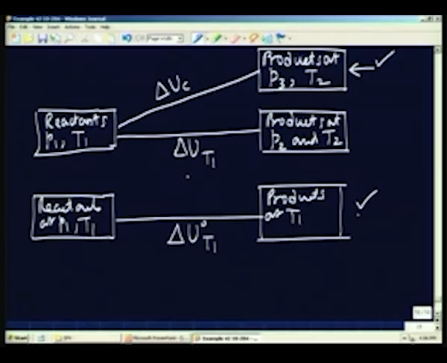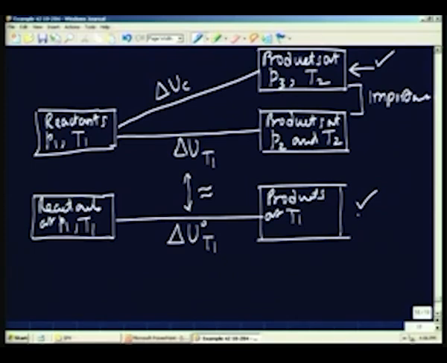So, in normal practice these two are almost equal. The effect of these quantities is not very severe. However, this difference is important. So, let us look at the way we are going to do that.